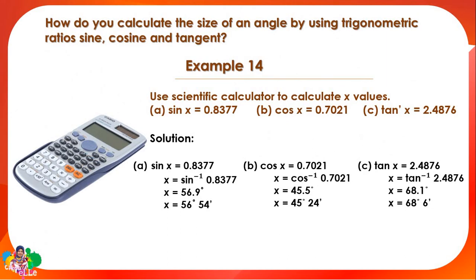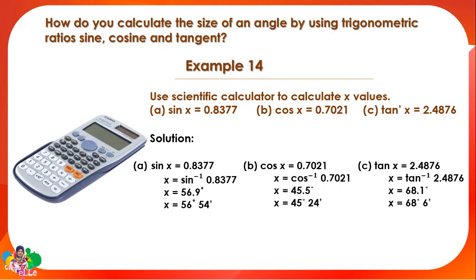How do you calculate the size of an angle by using the trigonometric ratios sine, cosine and tangent? Just now, I showed you how to find the value of a trigonometric ratio when given the size of the angle. But now, you have to find the size of the angle. You can find this by using a scientific calculator. Use a scientific calculator to calculate the value of x, given sine x equals 0.8377. Now it gives you the value of the trigonometric ratio, and we do not know the value of the angle, so you have to calculate it.